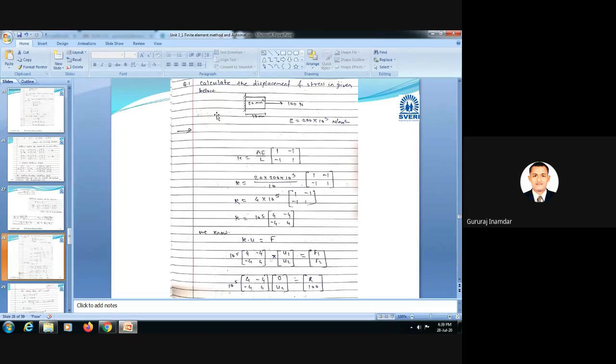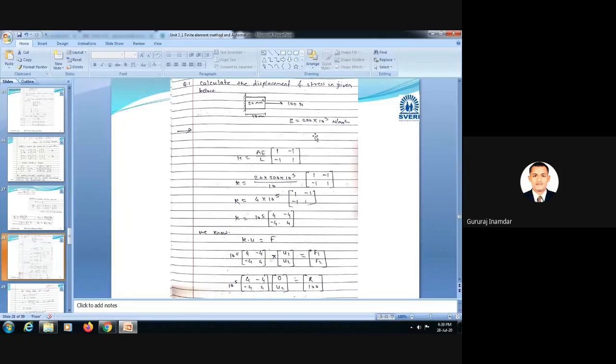Now, what is given? Friends, in this problem one element is given, with 20 mm square area and 10 mm length of the bar. They have applied a 100 Newton force, and Young's modulus, our modulus of elasticity, is given as 200 into 10 raised to 3 Newton per mm square. This is the given data.